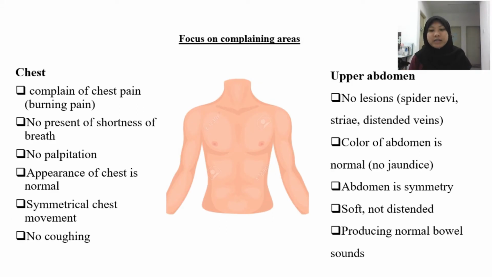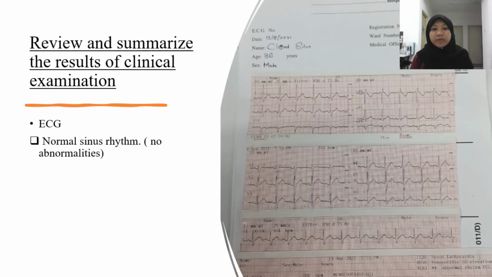Okay, next is the assessment focused on the complaining areas. There were 2 complaining areas, which are the chest and upper abdomen. For the chest, the patient was complaining of chest pain, which is a burning pain, but other than that, there were no abnormalities on his assessment. For the upper abdomen, there were no lesions. The color of his abdomen is normal. There was no jaundice. The abdomen is symmetrical, soft and not distended, and producing normal bowel sounds. Next is the clinical examination. ECG was performed on this patient and the results showed normal sinus rhythm with no abnormalities.